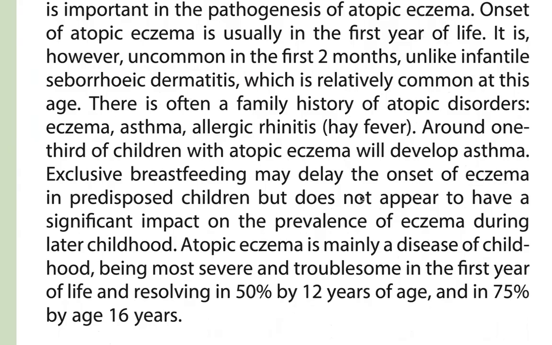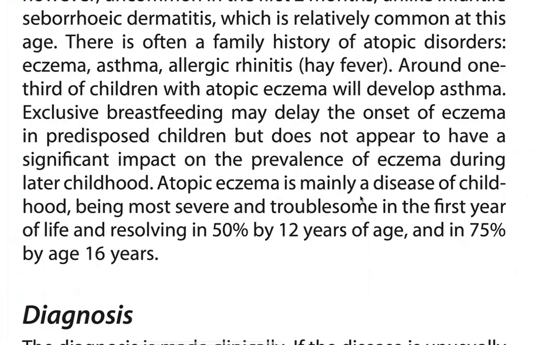There is often a family history of atopic disorders: eczema, asthma, allergic rhinitis, hay fever. Around one-third of children with atopic eczema will develop asthma. Exclusive breastfeeding may delay the onset of eczema in susceptible children, but does not appear to have a significant effect on the prevalence of eczema during later childhood. Atopic eczema is mainly a disease of childhood, being most severe and troublesome in the first year of life, resolving in 50% by 20 years of age and 75% by age 16.